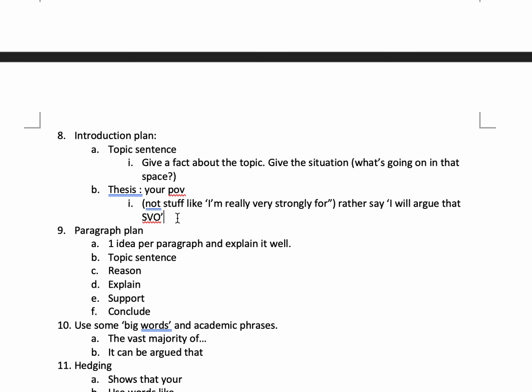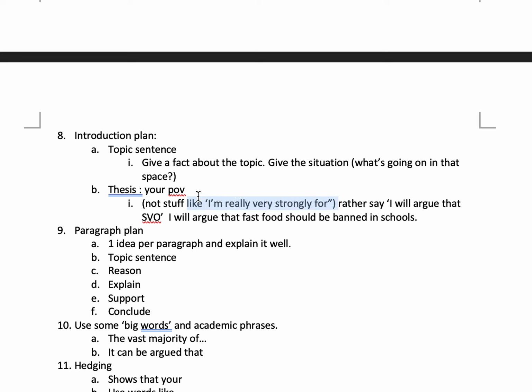This sentence is giving your point of view. And all you need to say is, I will argue that SVO. For example, I will argue that fast food should be banned in schools.